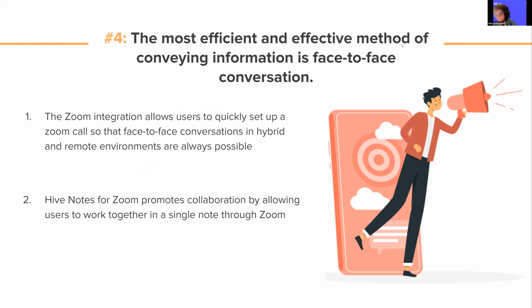So number 4 is that the most efficient and effective method of conveying information is by face-to-face communication. I fully believe this, and in this hybrid environment, it can be difficult to want to prioritize face-to-face communication, but especially in Agile teams when things are moving very quickly and we want to encourage that daily conversation between business and stakeholders, the face-to-face conversation is critical.